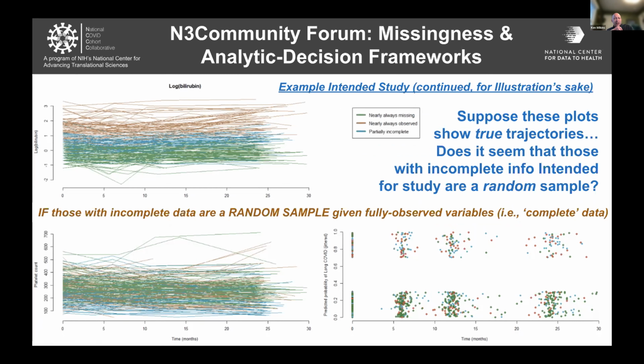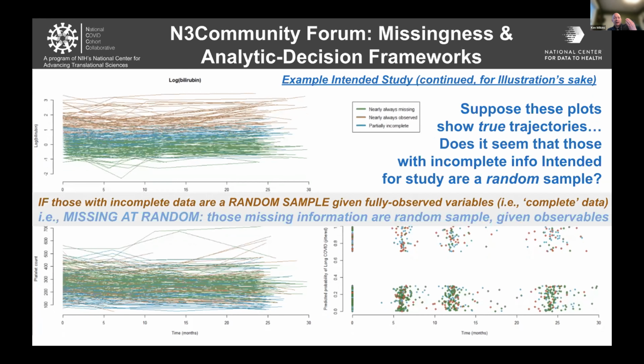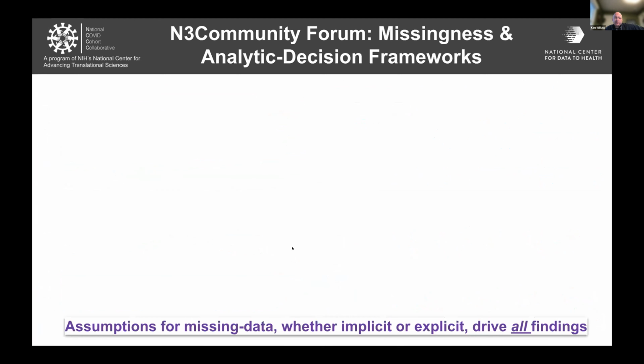But here, if you work with domain experts to suspect where this systematic missingness might come in, and where you may not have a random sample given your fully observed variables, you want to have some domain expertise to say, what else do I have to bring in to appeal more closely to this missing at random assumption? The missing at random assumption is that the missing pieces are a random sample, stratified given other observed variables.